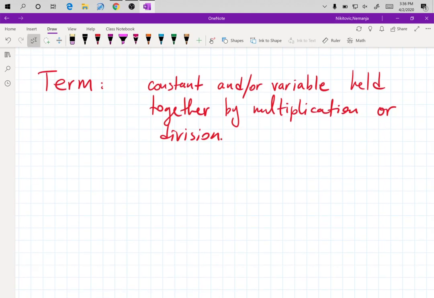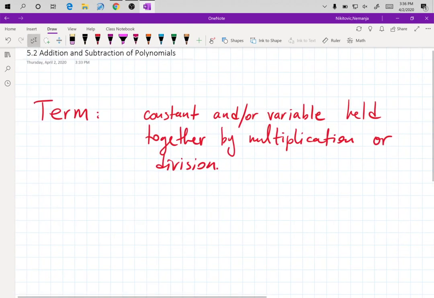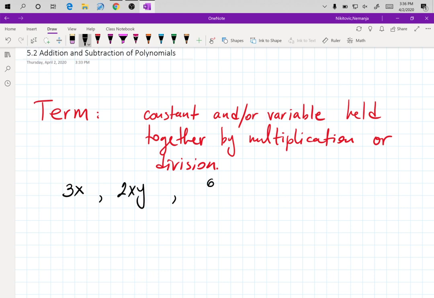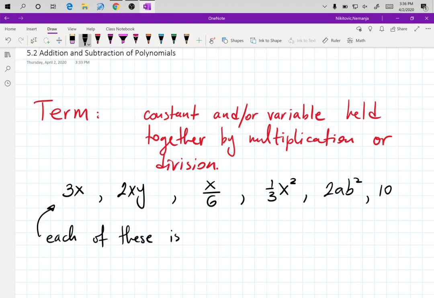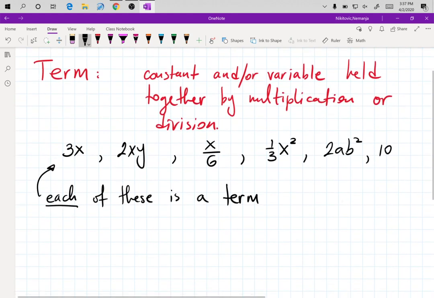So here are the terms. Examples: 3x, 2xy, x over 6, 1/3 x squared, 2ab squared, or the number 10. So all of these are examples of single terms. I'll just point the arrow and say each of these is a term. So this list contains 6 different terms.